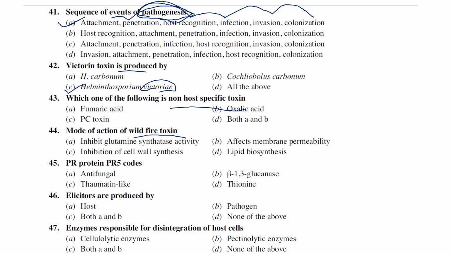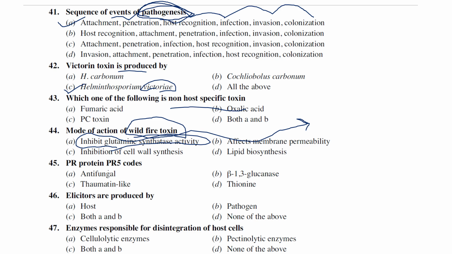Mode of action of wildfire toxin. Wildfire toxin is probably the first purified toxin, produced by Pseudomonas syringae pv. tabaci. What is the mode of action? It inhibits glutamine synthesis, affects membrane permeability, and inhibits cell wall synthesis and lipid biosynthesis. This mode of action is also very important, sometimes they will ask. The best answer is that wildfire toxin inhibits glutamine synthetase activity.